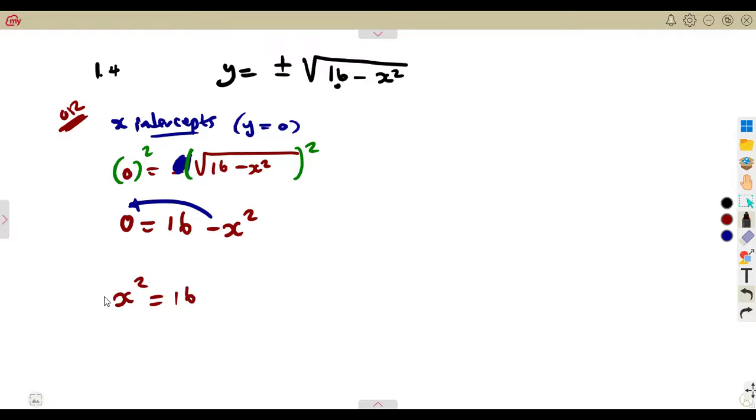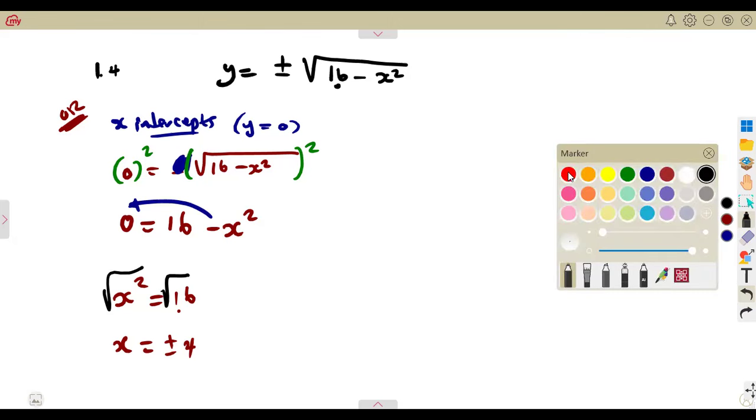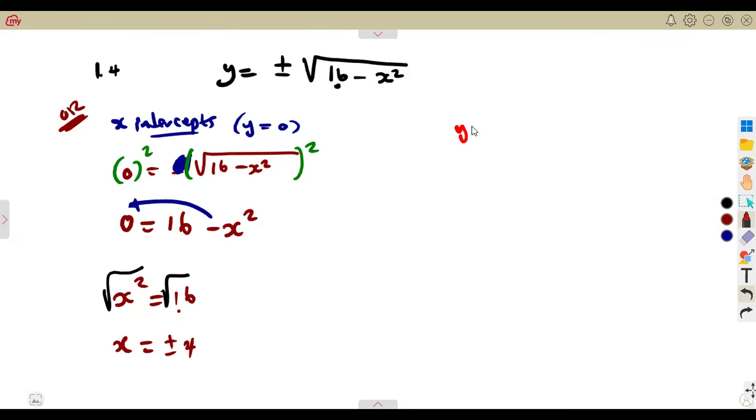To determine the value of x, simply introduce the square root, which gives us the square root of any number as a plus or minus. So x is plus or minus 4. You do the same thing for the y values, the y-intercepts, at the condition where x is supposed to be equal to 0. You just substitute in the place of x, and you can determine the value of y.